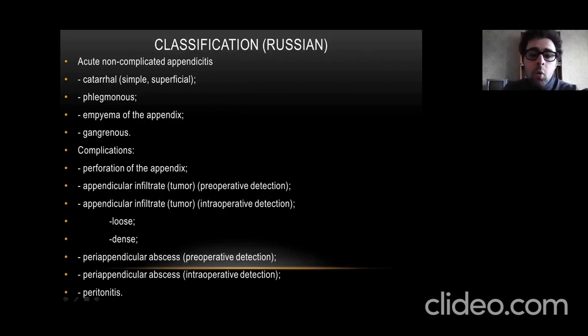Phlegmonous: the whole wall of the appendix is in the process. Serous, submucous, but the process is only in the appendix. Empyema: this is a process when there is pus in the cavity. If there are too many bacteria that produce endotoxin and exotoxins and form pus, there can be empyema. And gangrenous: this is necrosis of the whole wall. This is non-complicated. Complicated by perforation, by infiltrate.